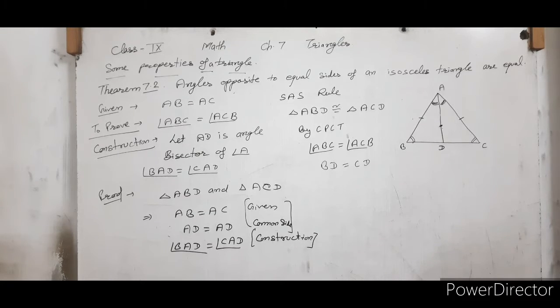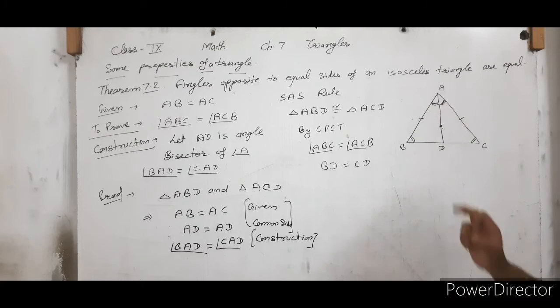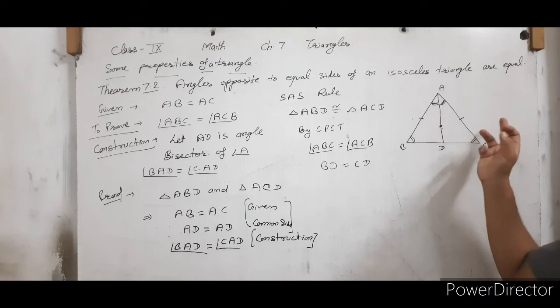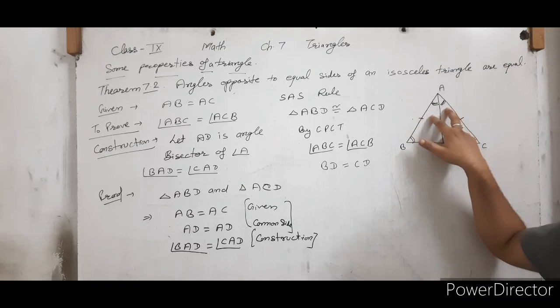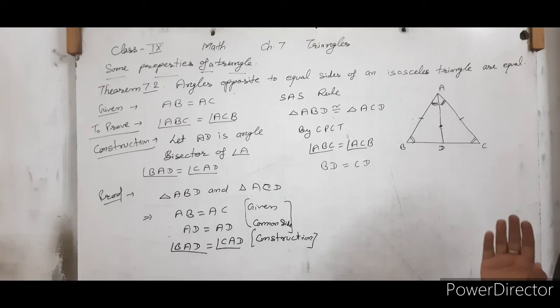Now a normal condition is applying here. If it is an isosceles triangle, then the angle bisector bisects the third side also. In isosceles triangles, if two sides are equal, then the angle bisector of the angle included by these two equal sides also bisects the third side. So these are two properties we studied in this theorem.